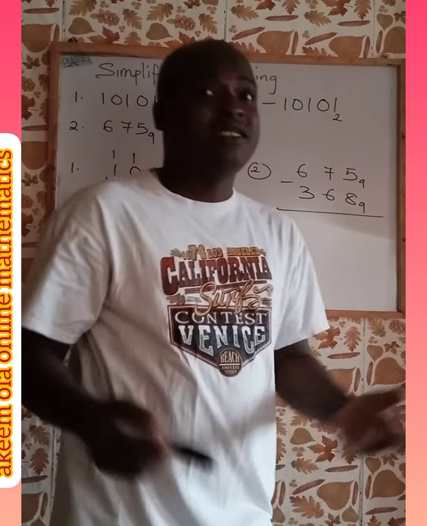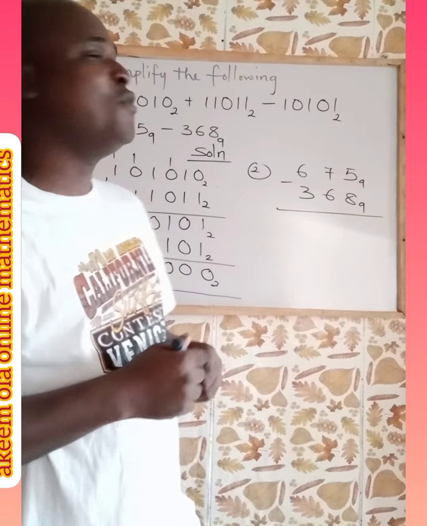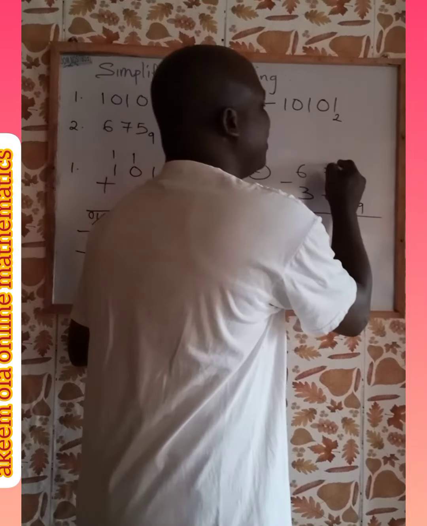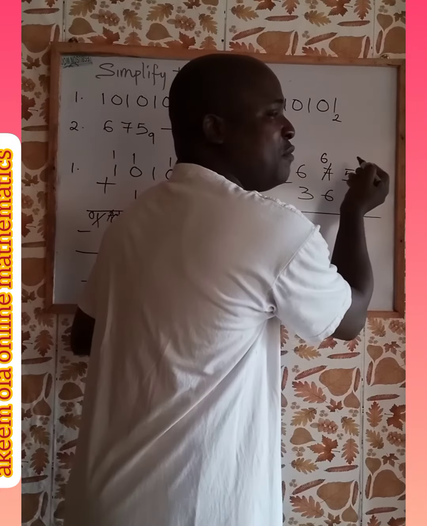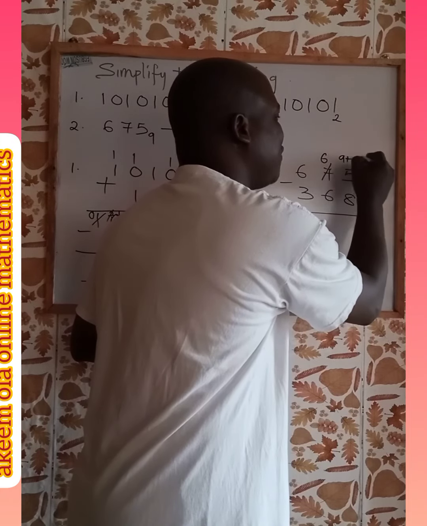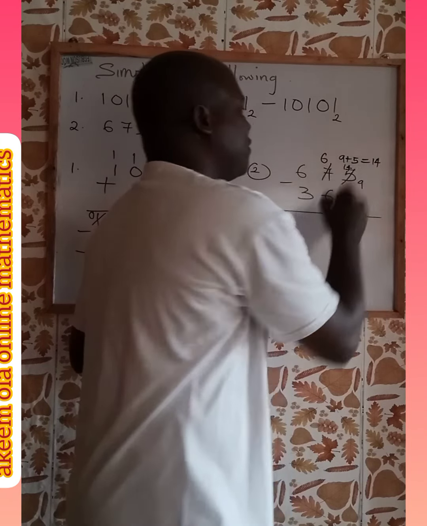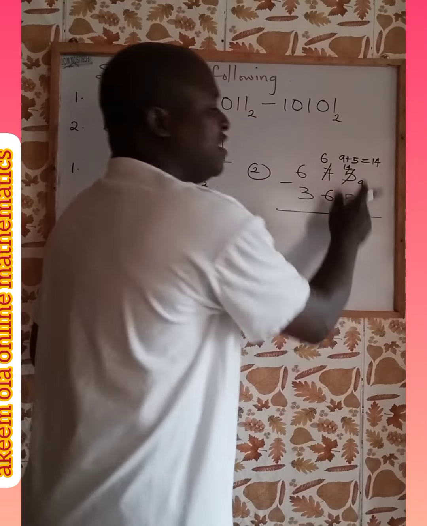5 minus 8, that is impossible. We are going to borrow 1 from here. And the 1 we are going to borrow, base 9 we are dealing with, so the 1 now becomes 9. This one, we are borrowing 1 here, it becomes 6. The 1, when you move to this side, becomes 9. 9 plus 5, that is 14. So this one now comes to 14. We have 14 minus 8, that is 6, which is still less than 9.